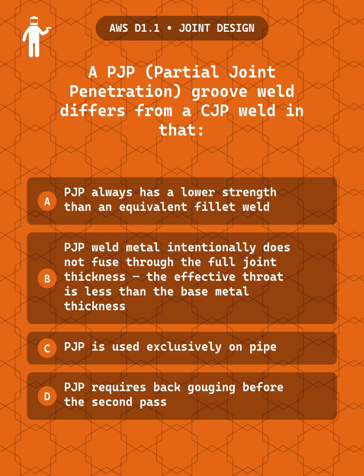Question 9. How does a PJP groove weld differ from a CJP? Is it A, PJP always has lower strength than an equivalent fillet weld, B, PJP weld metal intentionally doesn't fuse through the full joint thickness and the effective throat is less than the base metal thickness, C, PJP is used exclusively on pipe, or D, PJP requires back gouging before the second pass?